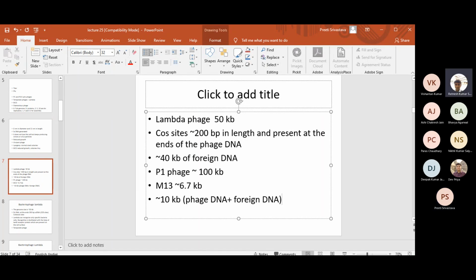But in case of lambda phage and P1, how does that happen? Like you said, if it is 10 kb, it will be easily transferred from one cell to another. But in that case, how? Hold on.